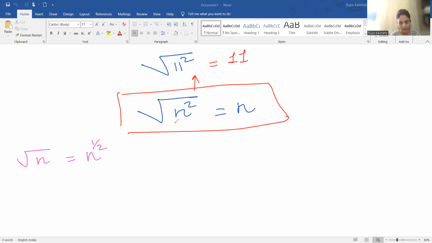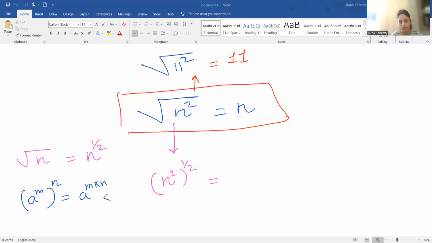So can we rewrite root of n squared as n squared, the whole bracket, to the power of 1/2? Yes. As per the law of exponents, we can multiply the square and the half, because if it is a to the power of m and the whole bracket to the power of n, then you can write it as a to the power of m times n.